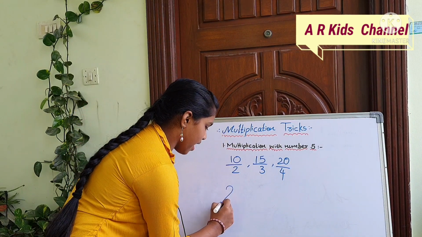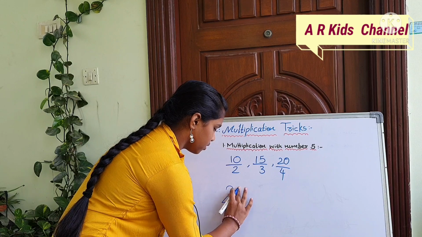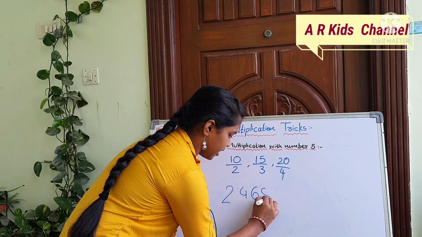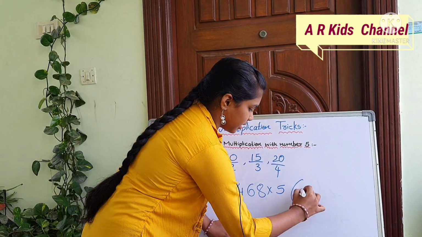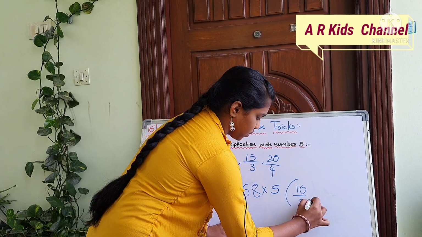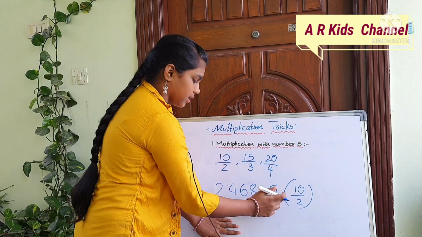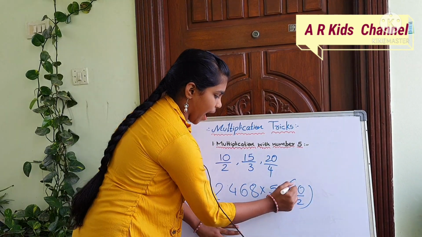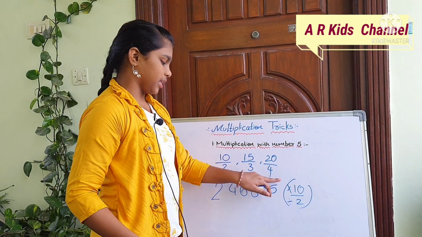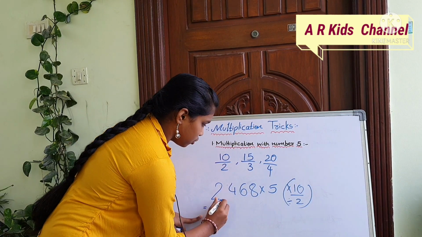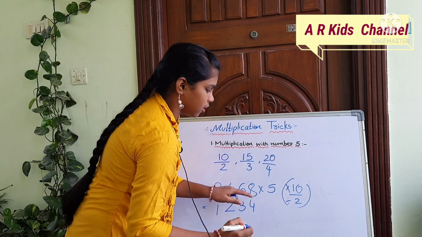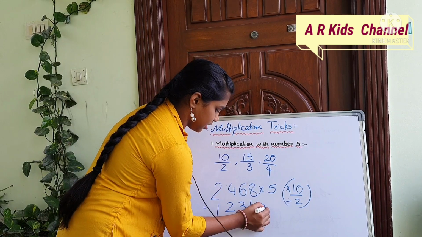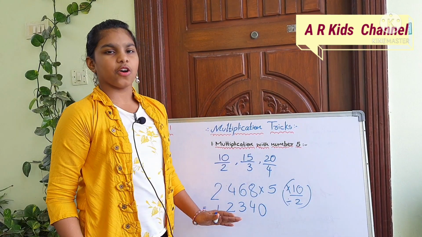So first number I have 2468 into 5. You need to first write in brackets 10 by 2. Now you need to divide this number with 2 and then multiply with the number 10. So let's solve. 2 ones 2, 2 twos 4, 2 threes 6, 2 fours 8, and you need to multiply with 10. So our answer is 12,340.